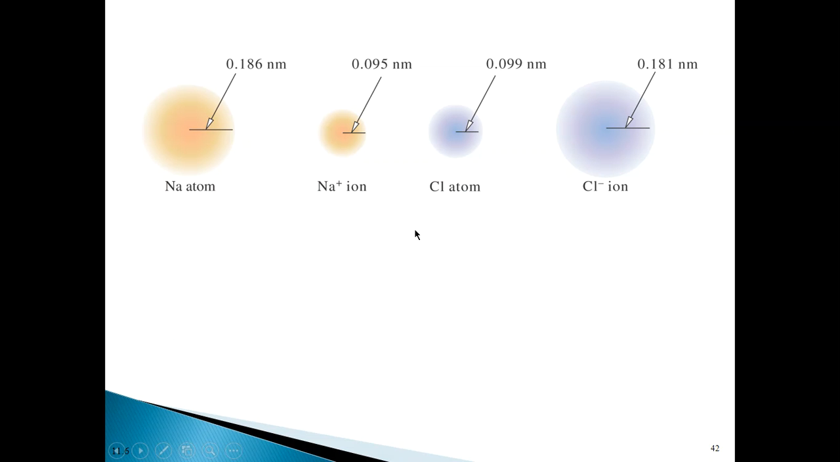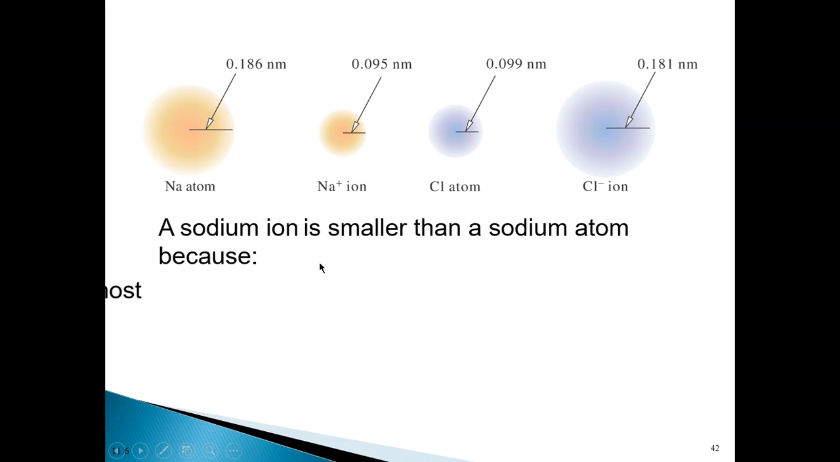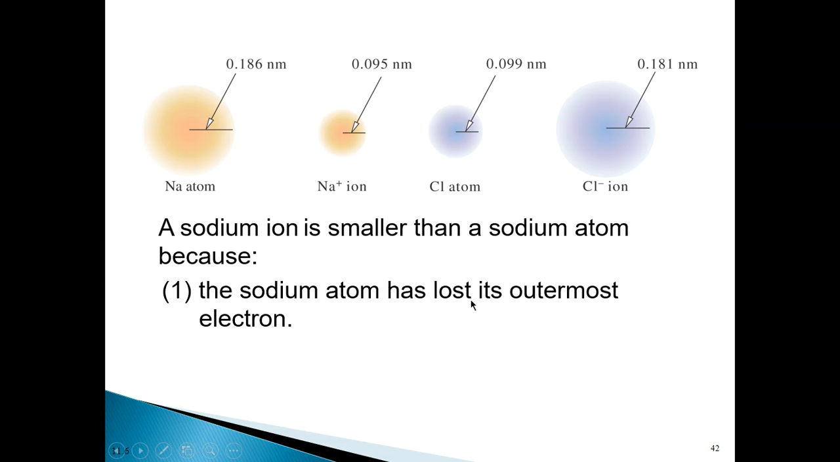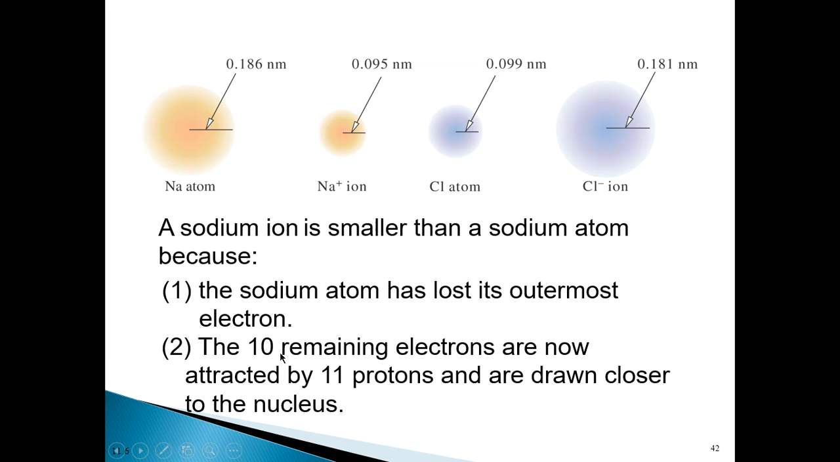So that's what I was just stating here. The sodium atom loses its outermost electron, and as a result, the remaining electrons will now be drawn closer to the nucleus because the nucleus still has the same number of protons. All right, so that explains why the sodium ion is smaller compared to the sodium atom.